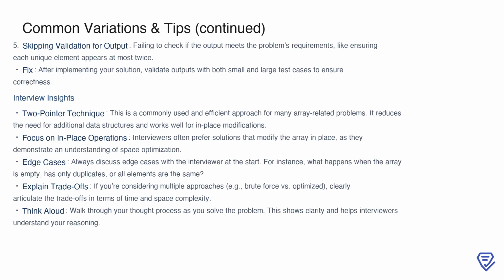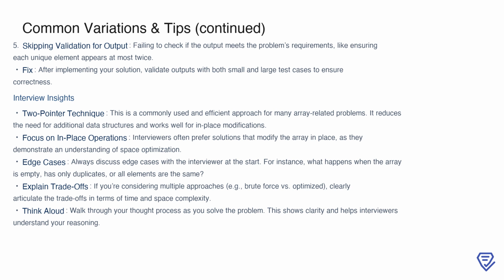Skipping validation of the output is another mistake to watch out for. For instance, it's important to double-check that each unique element appears at most twice in the final array. To avoid this, validate your solution with a variety of test cases, both small and large, to ensure correctness.